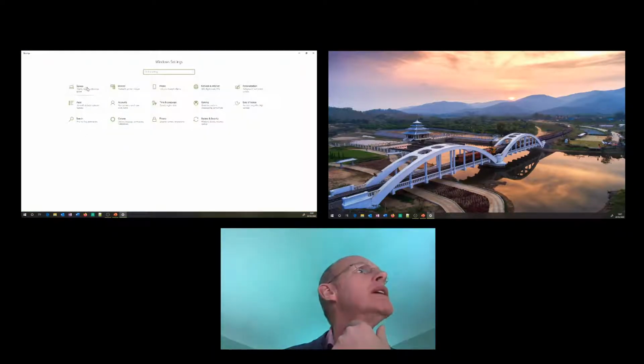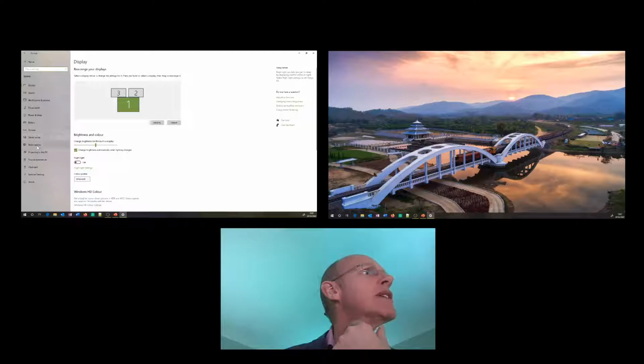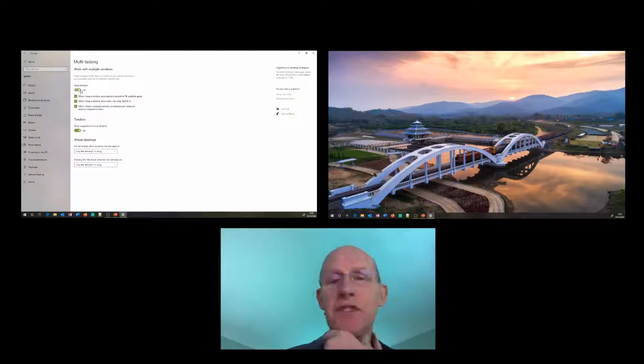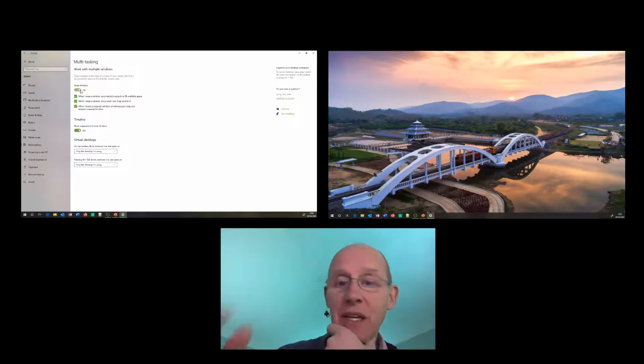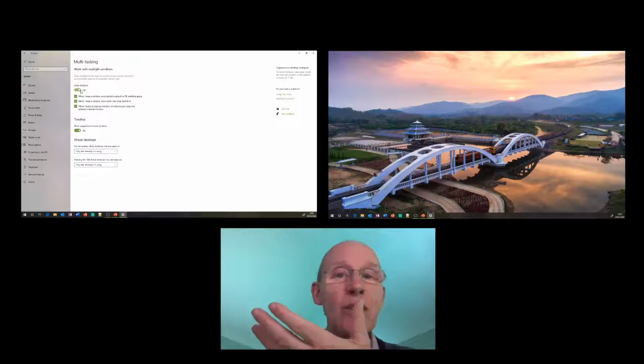What the help basically said to do was have a look at multitasking and turn off Snap. I really didn't want to do that because then I wouldn't be able to truly bump up against the top side and things like that, and minimize, maximize, take up half a window with applications. Snap is really good. But anyway, it didn't work.